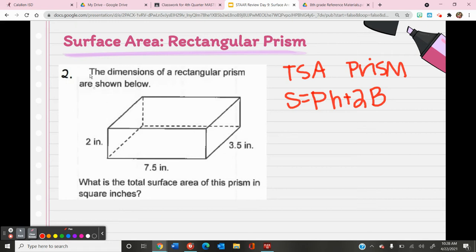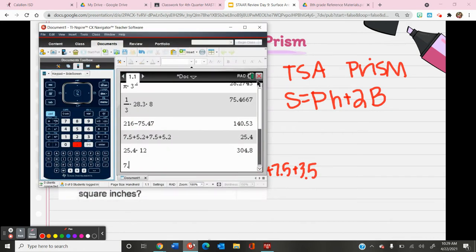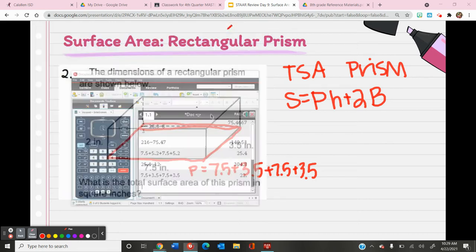So for starters, let's go ahead and find the perimeter of your base, and again we have to first identify our base. So again, that is the bottom. So to find the perimeter, I have to find the distance going all the way around. So to find perimeter, this is going to be 7.5 plus 3.5 plus 7.5 plus 3.5. So let's enter that into our calculator. 7.5 plus 3.5 plus 7.5 plus 3.5, and we get 22.